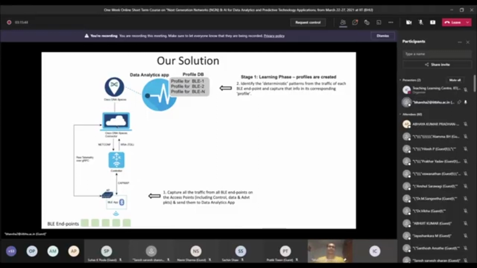So first, for heart rate, the first value was, say, 20. The second value was, say, 30. The fourth value was, say, 40. Another value was 50, right? So after looking at the different profile sets, it builds a range of values for this parameter, the heart rate value. So what it understands is the value falls in the range between 20 to 50.